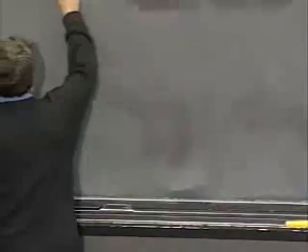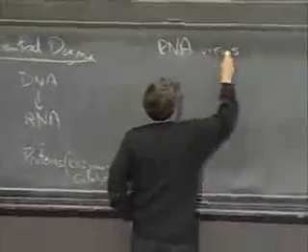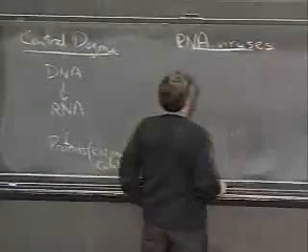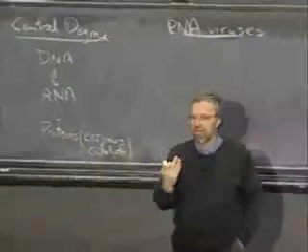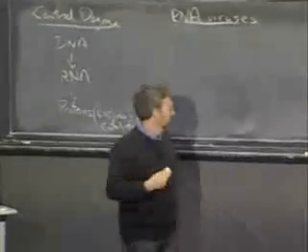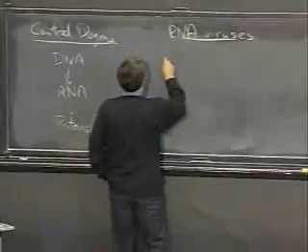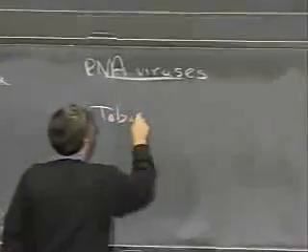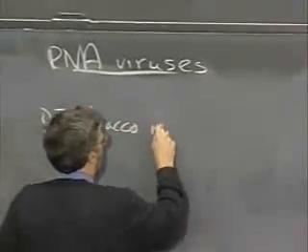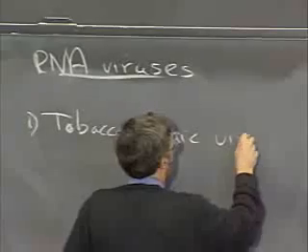But there were a few oddities. I mean, there were some viruses that had RNA inside them. They didn't have DNA. So how were these handled? Well, there turned out to be two classes of RNA virus. One that was studied quite heavily, it's a plant virus called the tobacco mosaic virus.